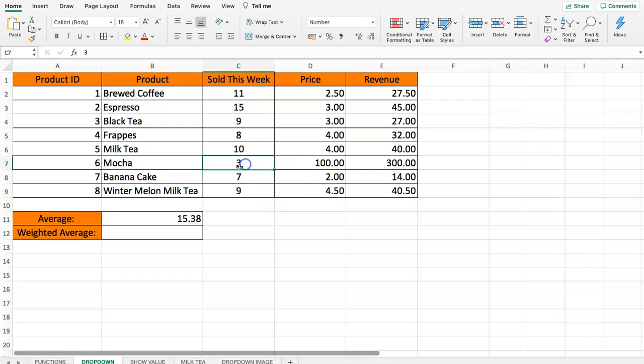$15.38, which of course is very high and most likely not the case. Why? Because we only sell 3 items of $100, while all the other items are far cheaper. So how can we do this?